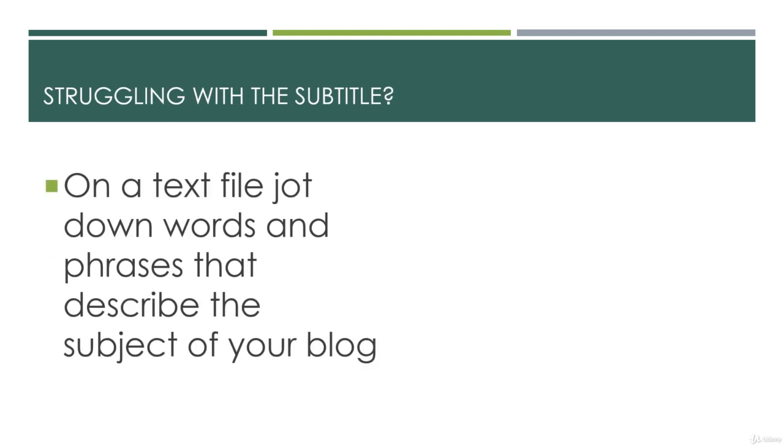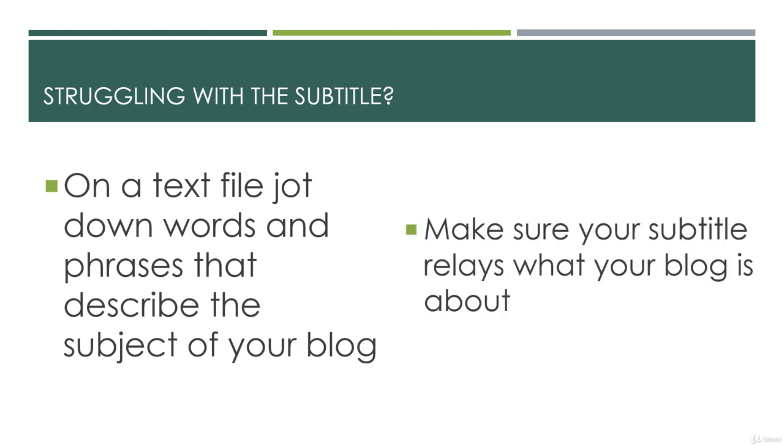Alright, now if you're struggling with coming up with a subtitle, here's a tip. Just open a text file and start jotting down words and phrases that describe the subject of your blog. And ultimately, you want to come up with something that relays what your blog is about. You don't want it to be too long or too short. Five words to a maximum of 15 words usually for a subtitle.